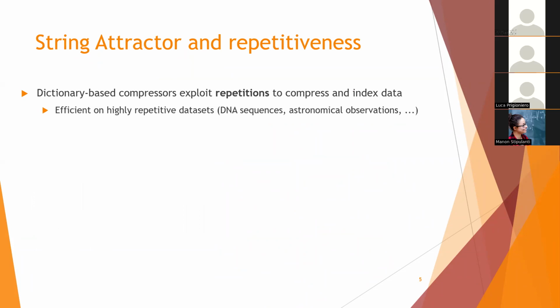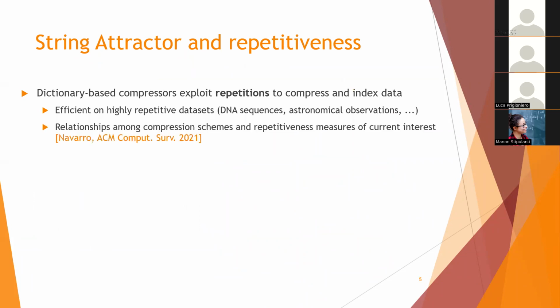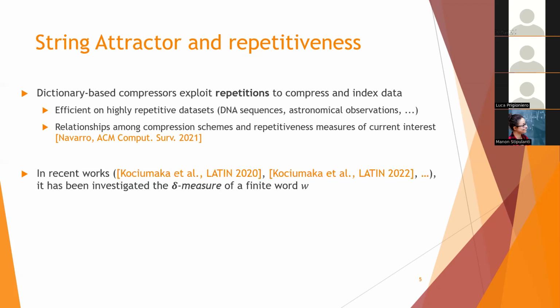These are very efficient on highly repetitive data sets, such as DNA sequences or astronomical observations. The relationships among compression schemes and repetitiveness measures are of current interest. There is a very well written recent survey by Gonzalo Navarro, which can be used to study the current state of the art.